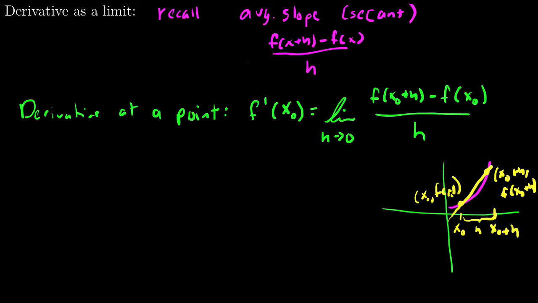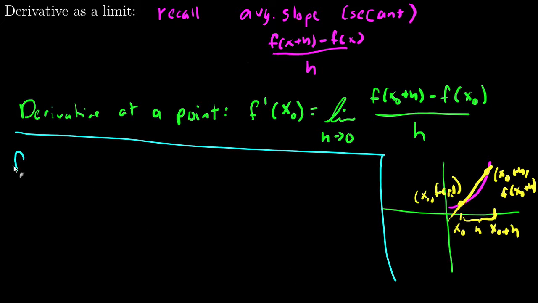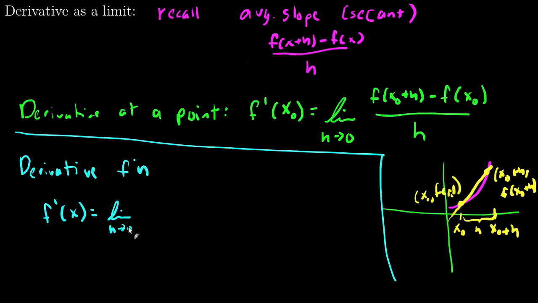Now, that is for a derivative at a point. Our derivative is a function, so instead of considering a specific x value, we'll just consider any x value. So f prime of x is equal to the limit as h approaches 0 of f of x plus h minus f of x all over h.